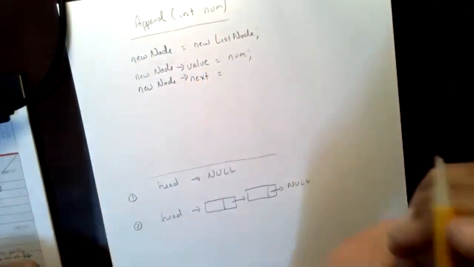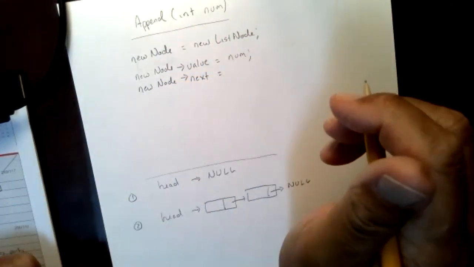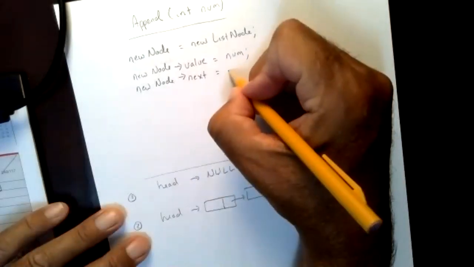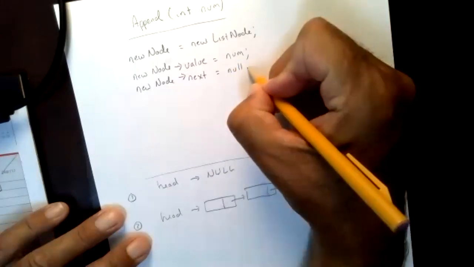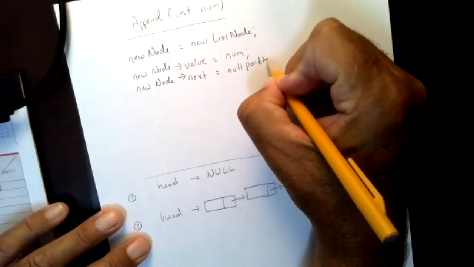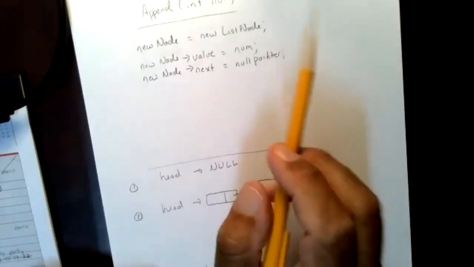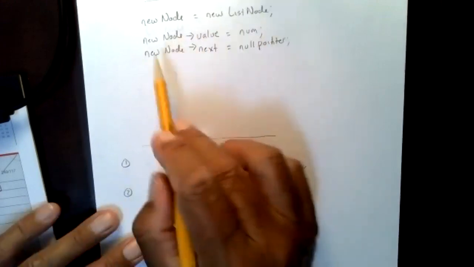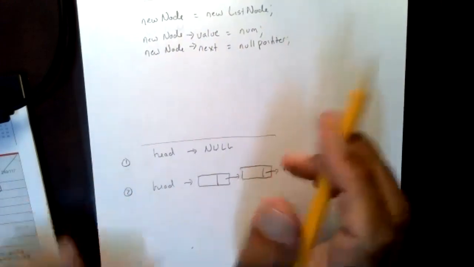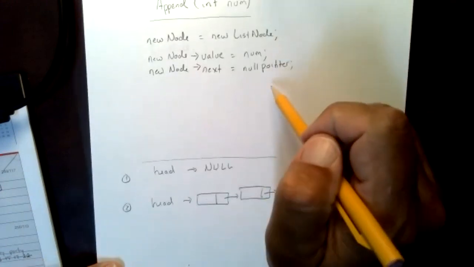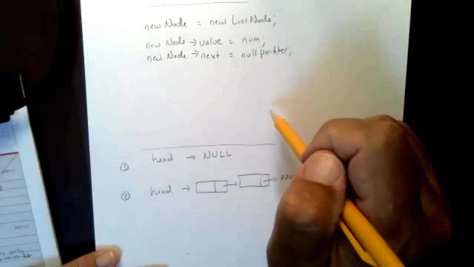And what should I set that to? Null pointer. Null pointer, okay. Null pointer, P-O-I-N-T-E-R. Yeah, I'm not so good at spelling. Okay, so that was the first thing on my list: create a new node, give it values. Good. Now what am I going to do? Again, this is not exact code I'm going to type, but it's me thinking out loud.